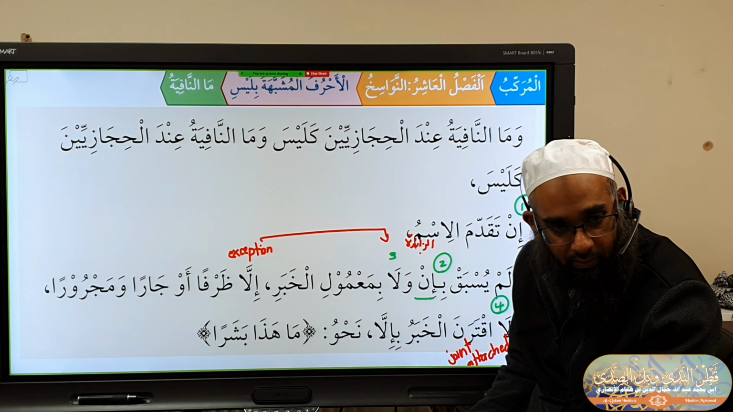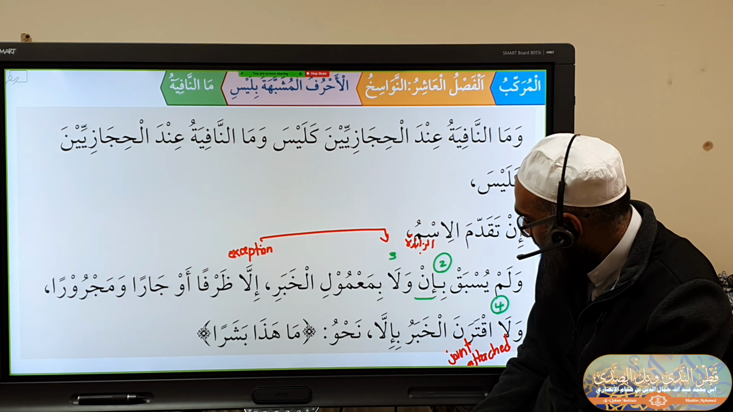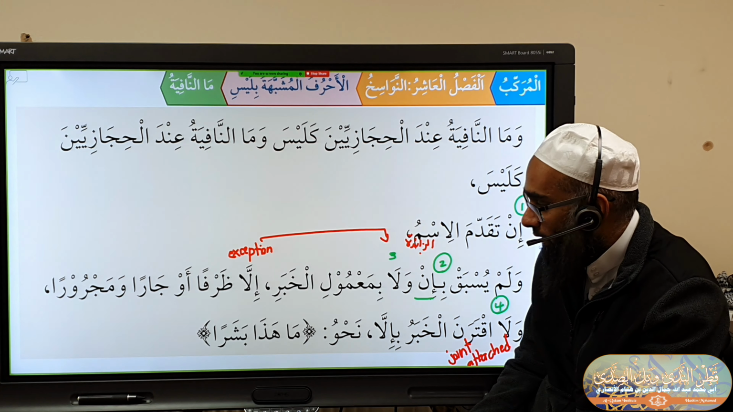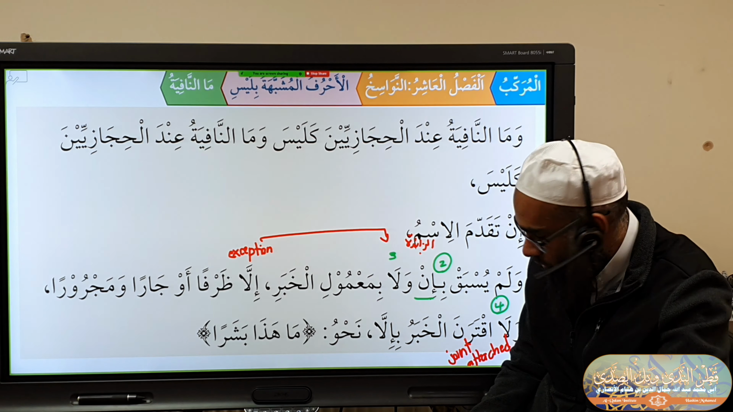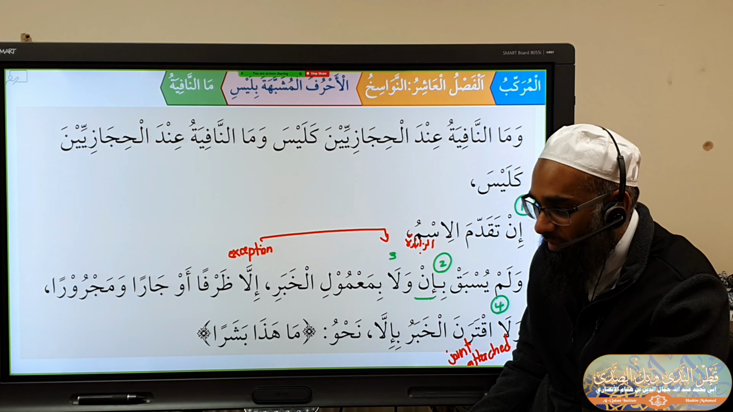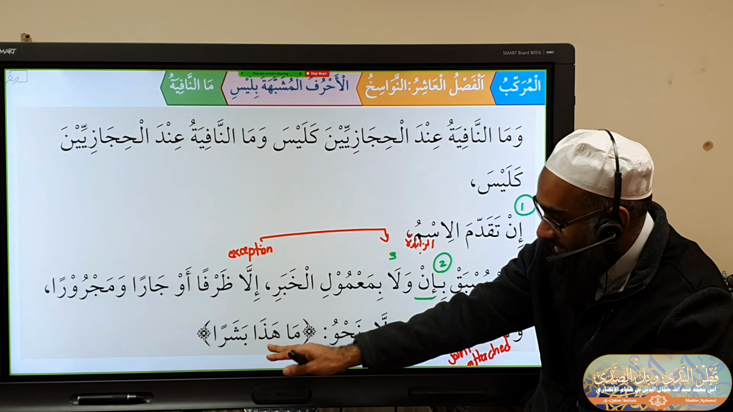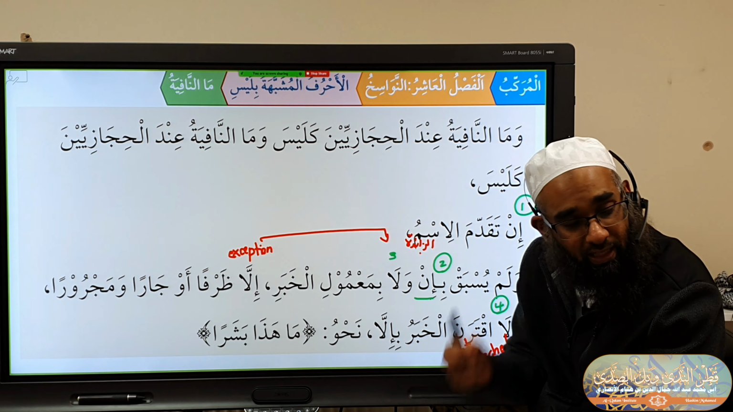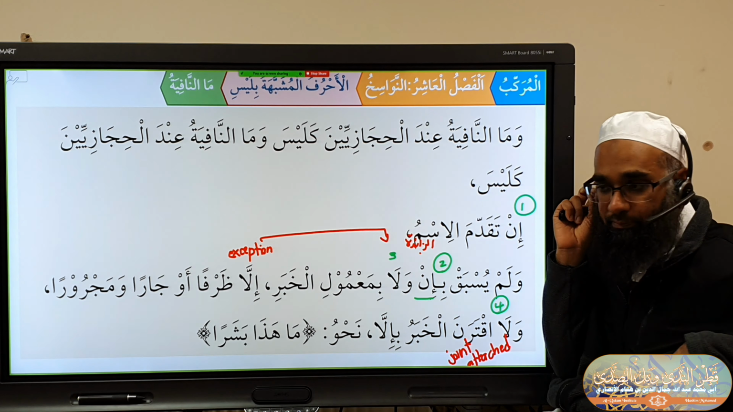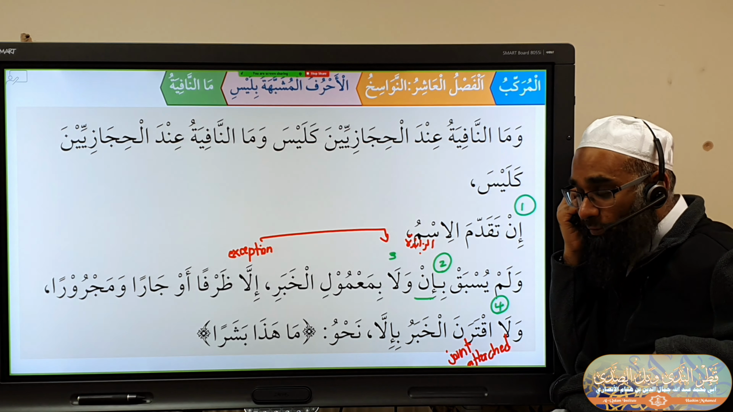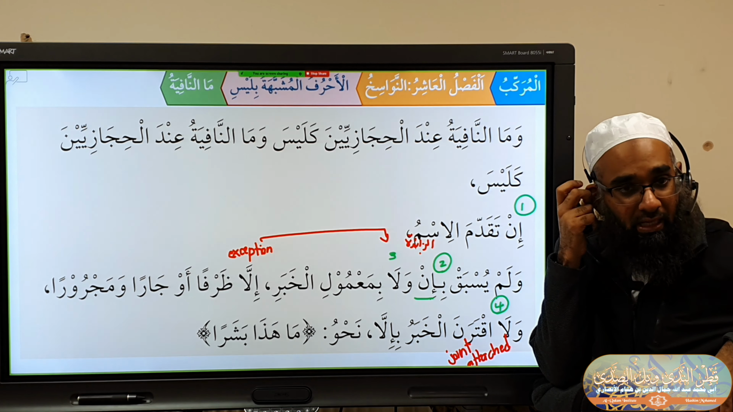So condition number one, ism comes first. Condition number two, there's no in za'idah before it. Condition number three, the ma'mul of the khabar doesn't come before, except zarf and jar majrur. And condition number four, the khabar should not have illa. If these conditions are met, as it is met in ma hadha bashara, then it will do amal. Do you understand? The khabar is not attached. There's no illa before the khabar, basically.